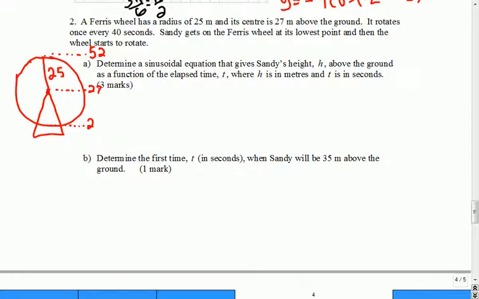So if I wanted to model this, it says it rotates once every 40 seconds. So from there, I can get a period right away of 40 seconds. And it says she gets on at the lowest point when the wheel starts to rotate.